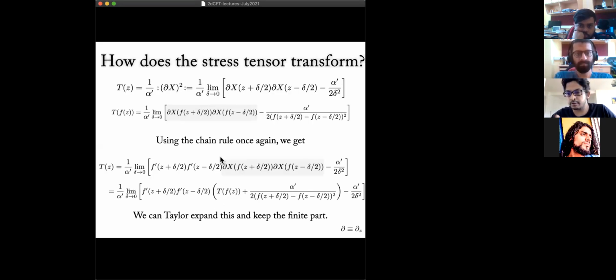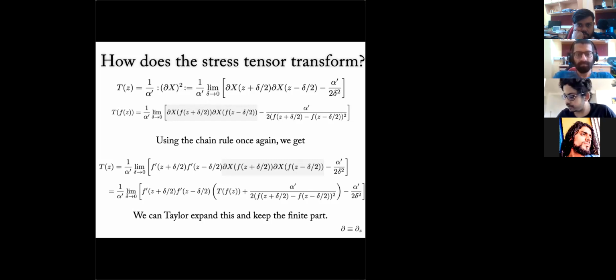Okay, hopefully this is going to be something new. Let's look at how the stress tensor transforms. The stress tensor, as we saw, is given by the normal ordered combination of two currents, del X. And since this is a composite operator, we have to point split them.